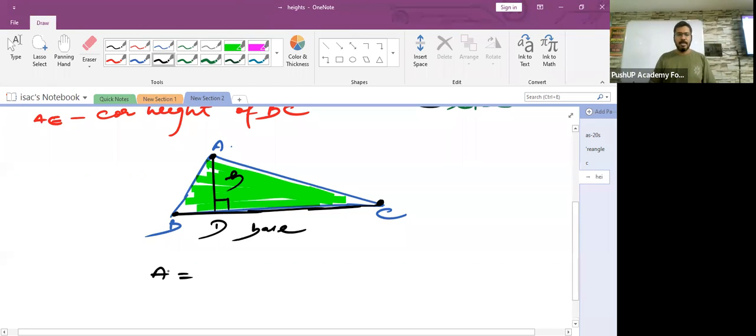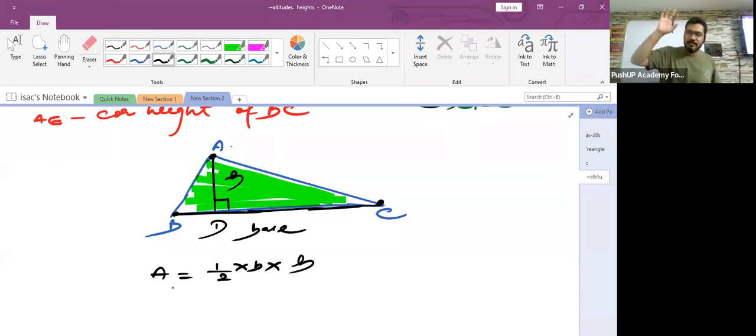Exactly, Mayur. 1/2 into base into height. You all remember this formula? Because when you started learning triangles in class 7, this was the first formula which your teacher had taught you. When the base and its corresponding height is given to you, then the area of the triangle is 1/2 into base into height. Isn't it?